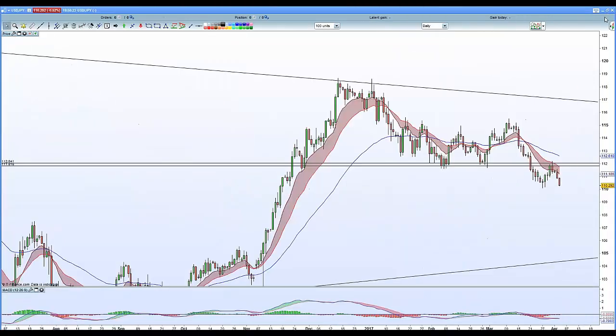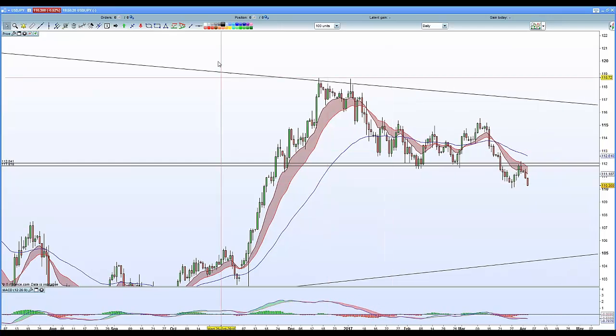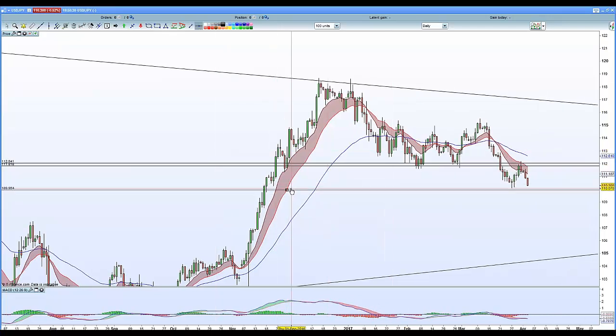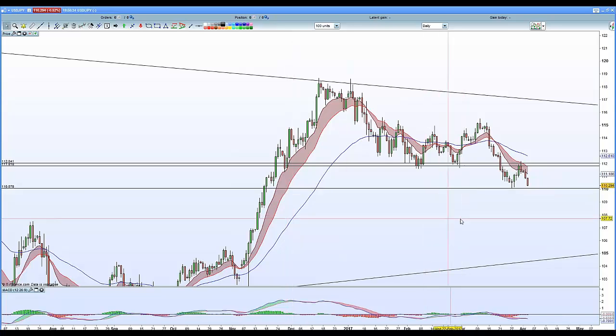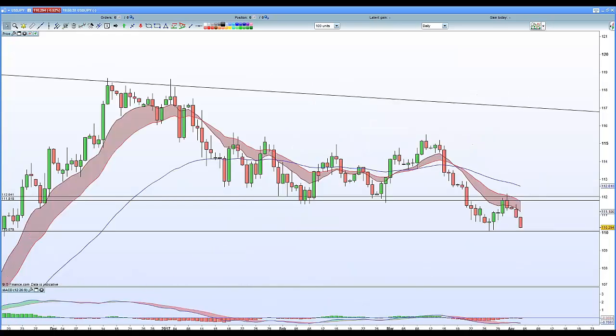Okay, all right. Now dollar yen, right? Key levels around 110, around the 110.10 area. So if you see dollar yen, I don't understand how some traders are still bullish.